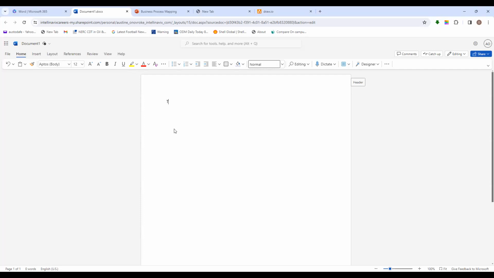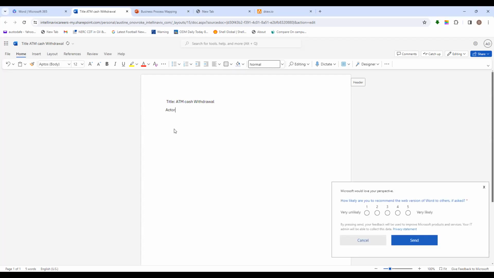It is important we know. So title, I would like us to flow together now. The title now is going to be ATM cash withdrawal. Now the actor. Who is the actor now? It's going to be the bank customer. Is that not so? Bank customer.